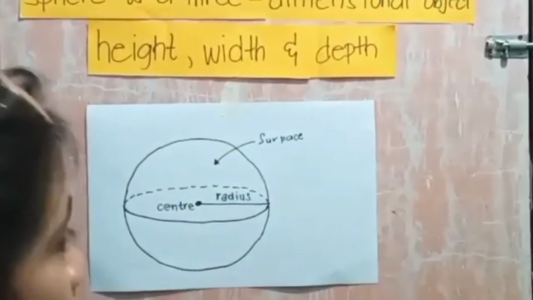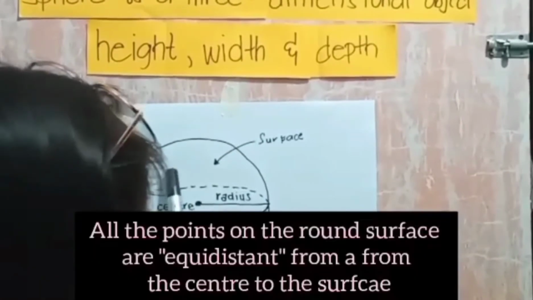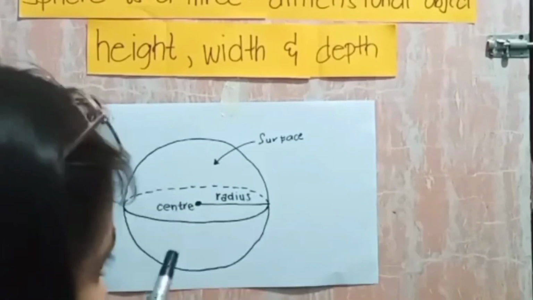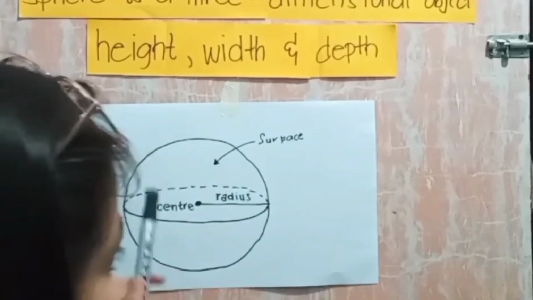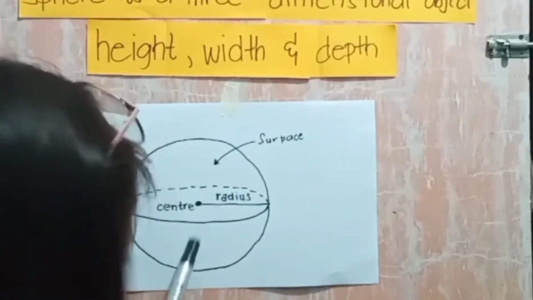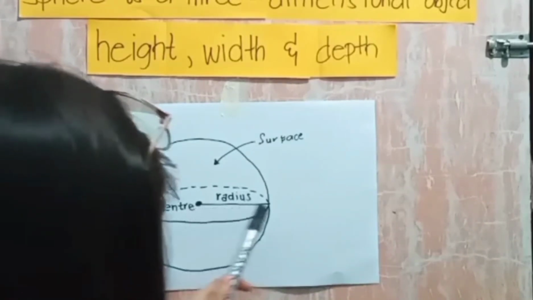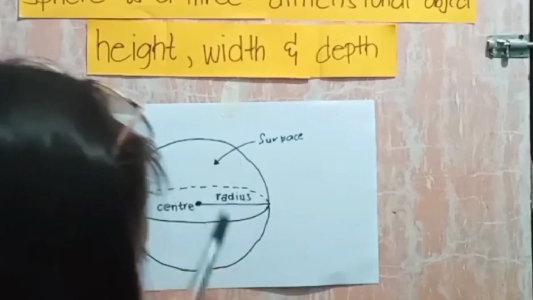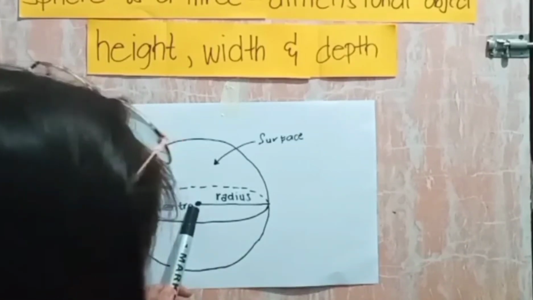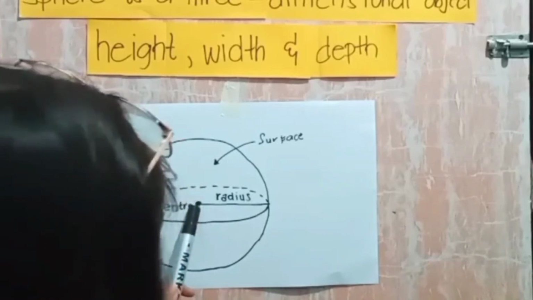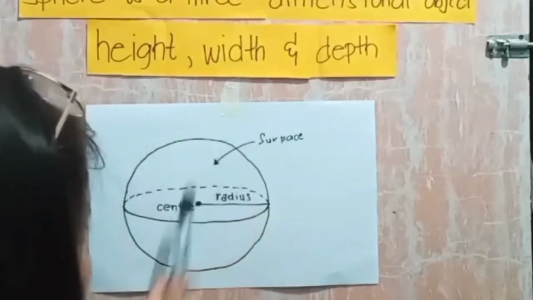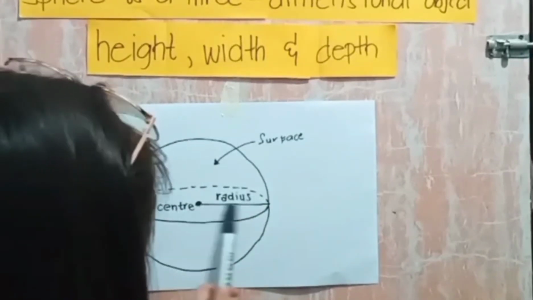A sphere is a solid in which all the points on the round surface are equidistant. Equidistant means the same distance from a fixed point, from the center to the surface. Like a circle, the distance from the center of a sphere to the surface is known as the radius. So this is the surface of the sphere, the center, the radius.